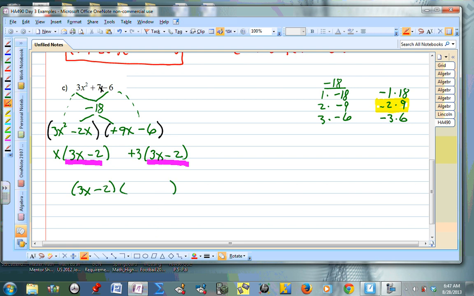Now to find the other factor, we're going to look at this x and the plus 3 and put them together, and the other factor is x plus 3. This technique will work for factoring trinomials whose leading coefficient is not 1. You can check the answer if you'd like to double check. That's always a good idea.